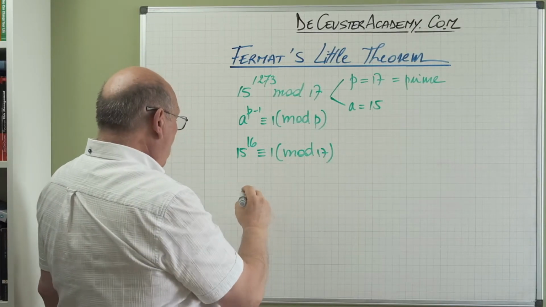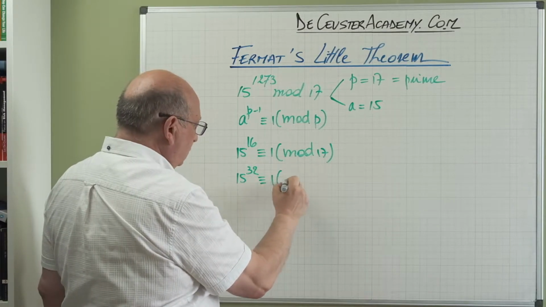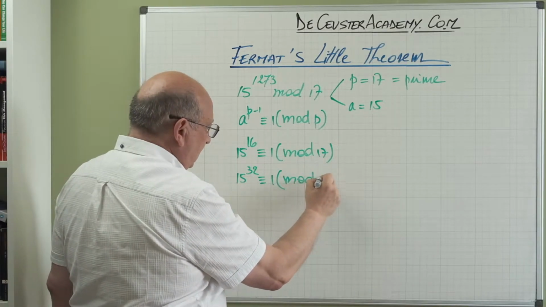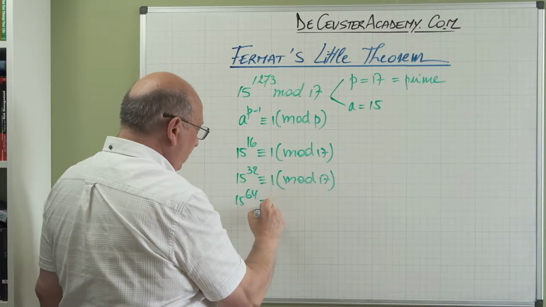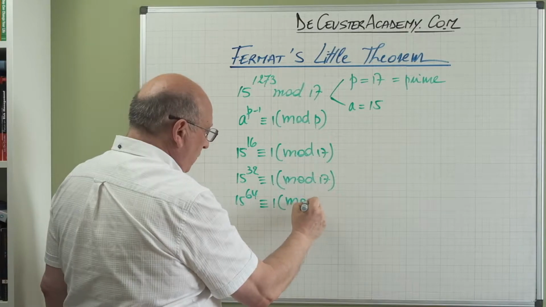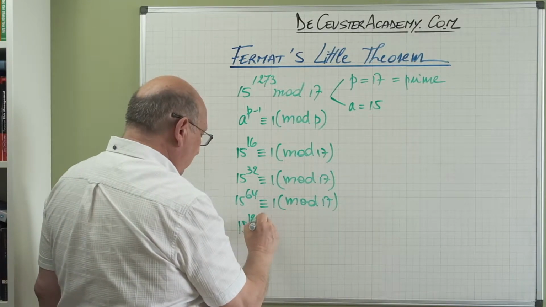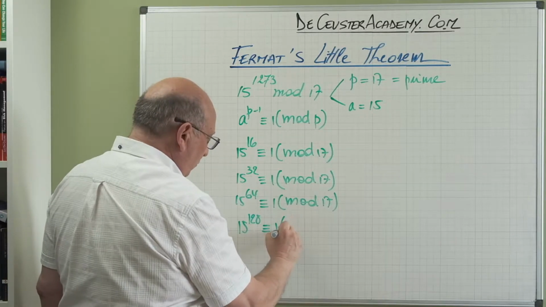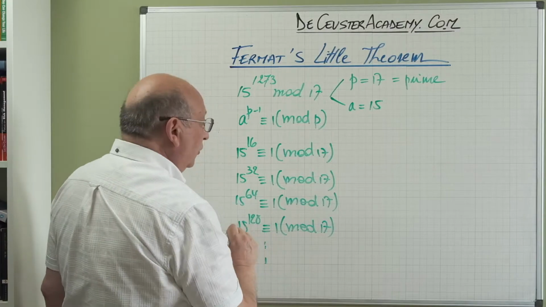We have 15 to the power 32, we always take the square, is 1 modulus 17. 15 to the power 64 is congruent 1 modulus 17. And 15 to the power 128 is congruent with 1 modulus 17, and we can continue.